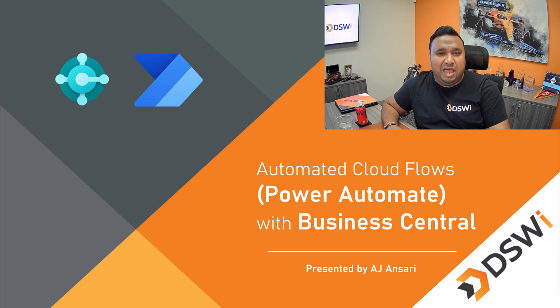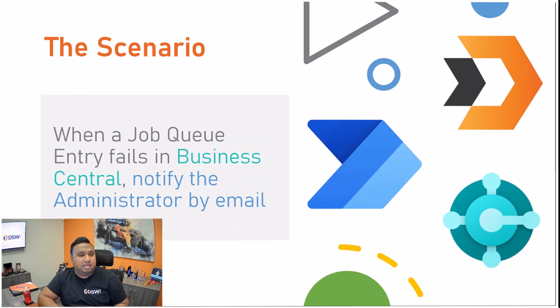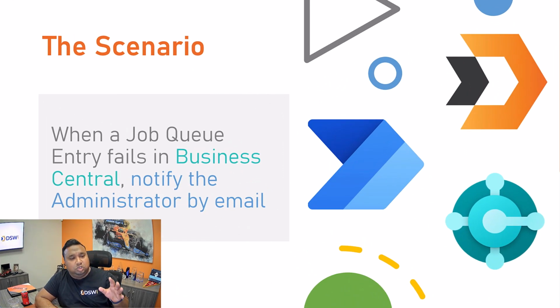So to that end, let's go forward and go through a very short description of the scenario. That scenario is that when a job queue entry fails in Business Central, you want the administrator to be notified by email. Now, if you want to look at what happens in Business Central when a job queue entry fails, essentially a record is created in the job queue log entries, or entries log.